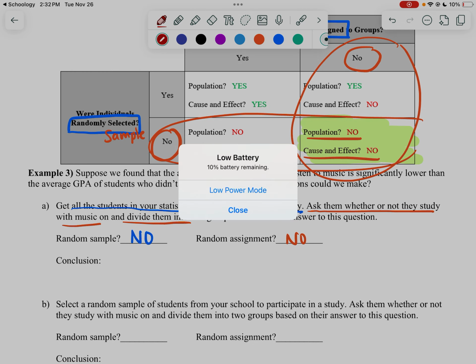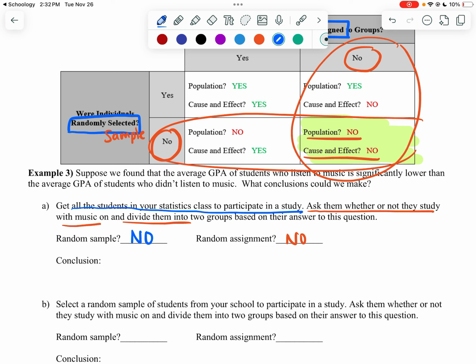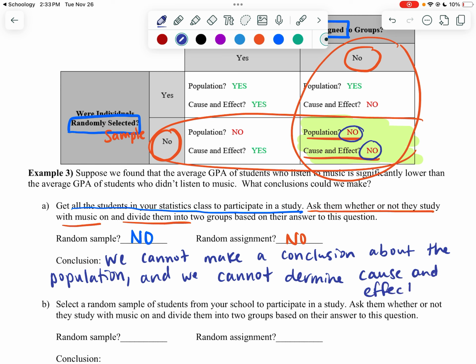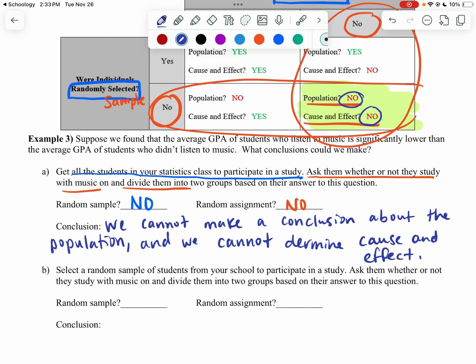Okay, so get your pencils ready. We're going to write exactly that. We cannot make a conclusion about the population, and we cannot, because of these no's, determine cause and effect. Okay, basically if it's random, it's going to be a yes. If it's not random, it's a no.